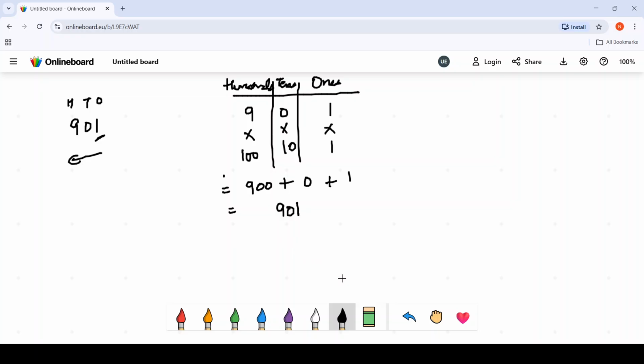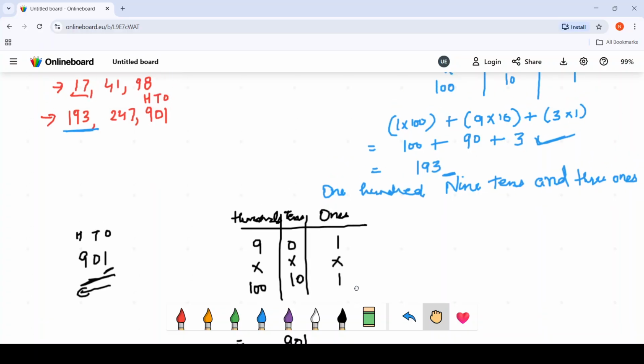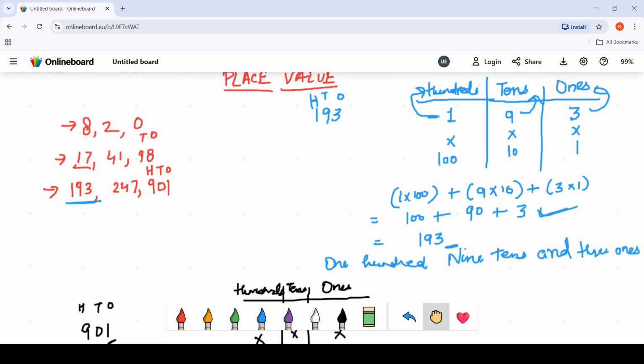Now, let's discuss one more digit in this number. This is a 3-digit number, right? Let's make it a 4-digit number. So before that, let's move to our previous number. The number was 193, right? Now let's suppose we add one more digit to it. Okay, let's suppose I add 2.